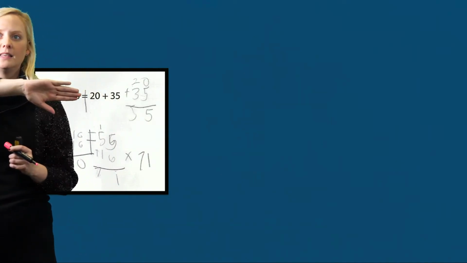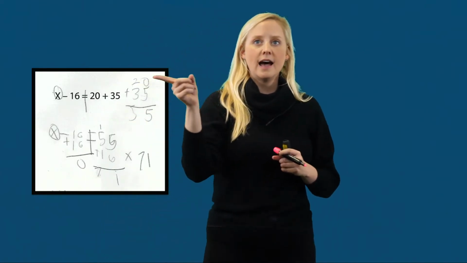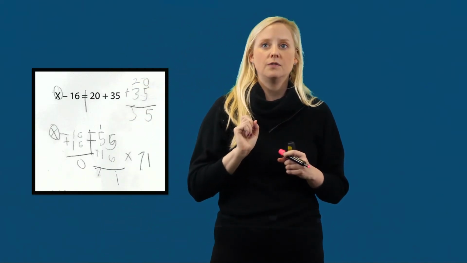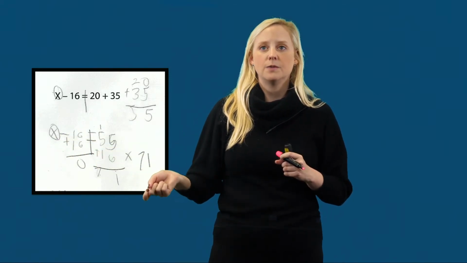If we cover up this side of the equal sign, we see that we can go ahead and add 20 plus 35. The student did that. 20 plus 35 is the same as 55. Then the student rewrote the equation. x minus 16 is the same as 55.